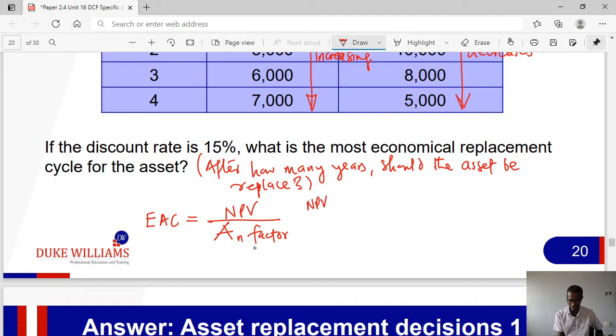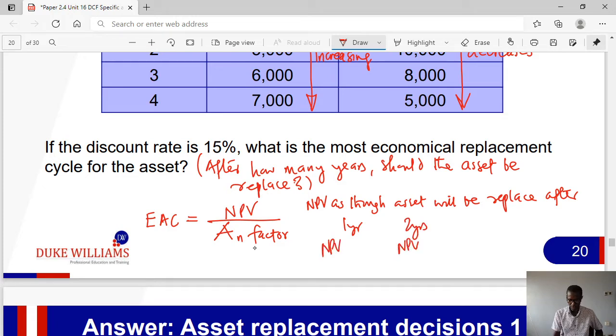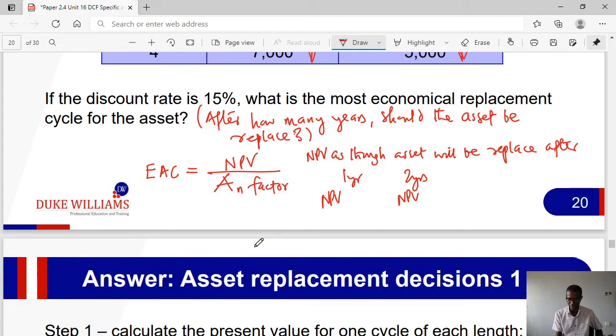NPV as though the asset will be replaced after 1 year. What will be the NPV? Or after 2 years, what will be the NPV? What if the asset is going to be replaced after 3 years? What is the NPV? And what if it is going to be replaced after 4 years?